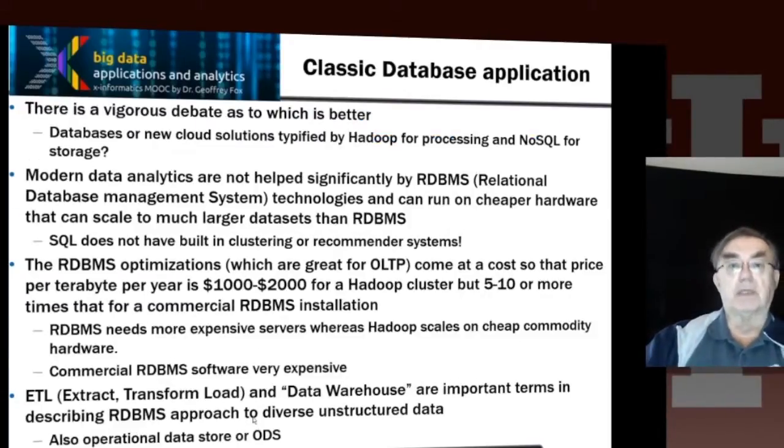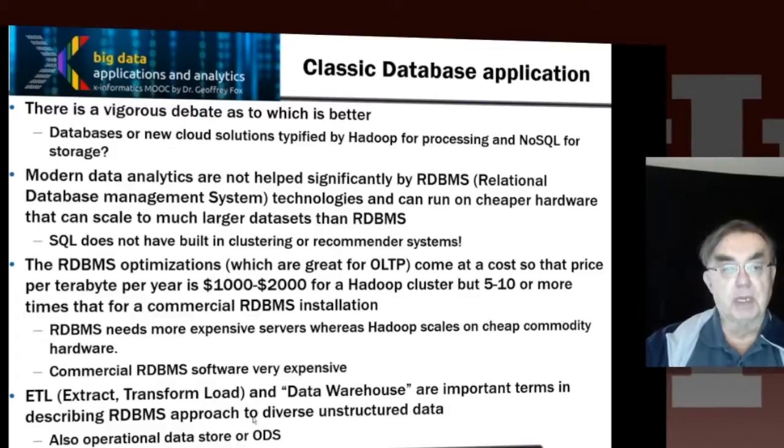You will see lots of discussions on the internet about what's better, databases or these new cloud solutions typified by MapReduce, Hadoop, and NoSQL for storage. And it's not that databases are wrong or NoSQL is wrong. It's all a question of more optimization. Namely, there are problems which really require the rigorous fault tolerance of traditional databases, and problems like search that don't. If you have a crash in your search, you lose 0.01% of the data, you're probably not worried so much.